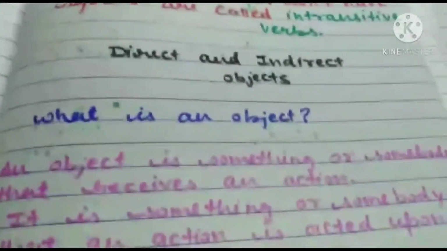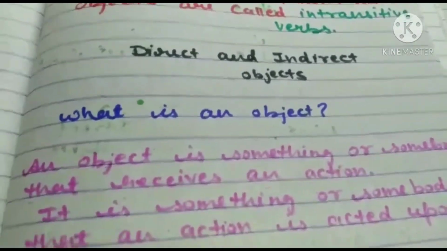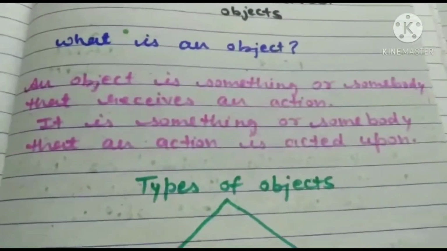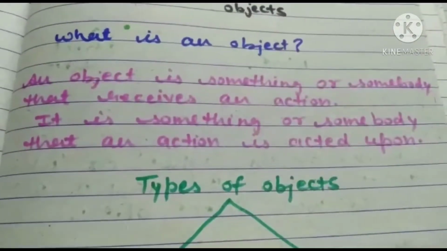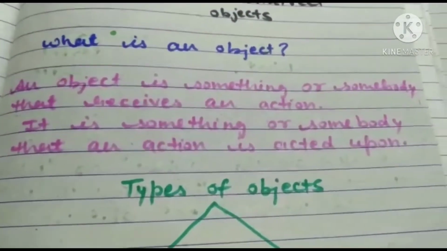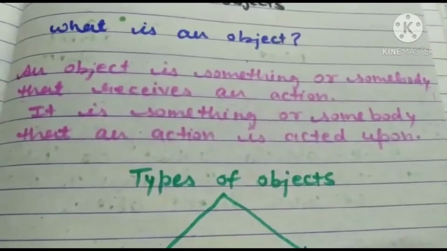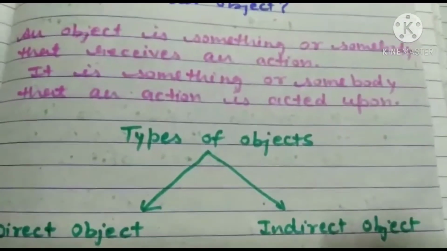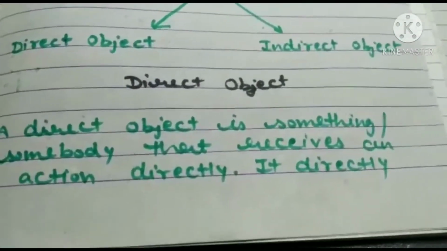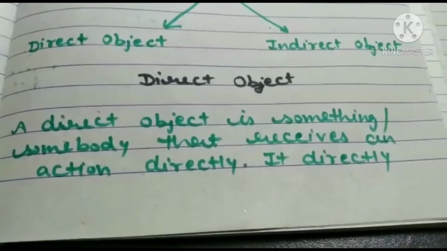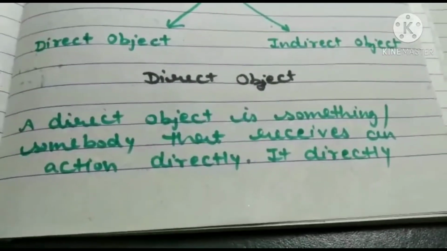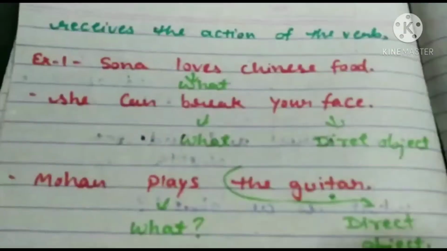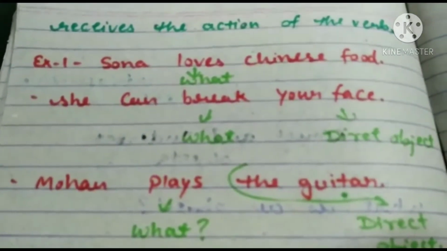So let's see the next topic, direct and indirect objects. First of all, what is an object? An object is something or somebody that receives an action. It is something or somebody that an action is acted upon. The types of object are direct object and indirect object. Let's start with the direct object. A direct object is something or somebody that receives an action directly. It directly receives the action of the verb.